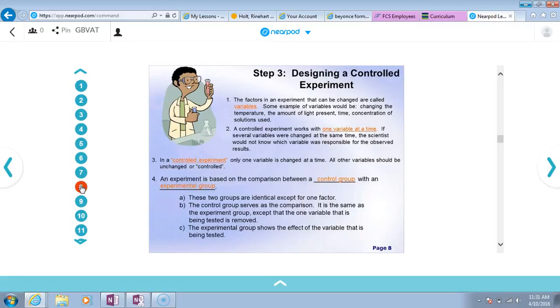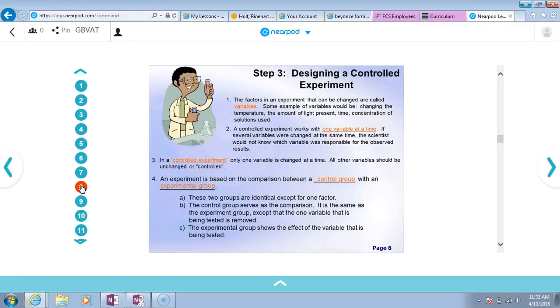And you can change these variables. Time, you can change the time in the experiment. Concentration of solutions, you have control over that. You have control over the solutions that you put within an experiment, within a test tube. Temperature, you can control the temperature. I can control the temperature within this room by basically moving the dial up or down, putting on a certain temperature measurement.